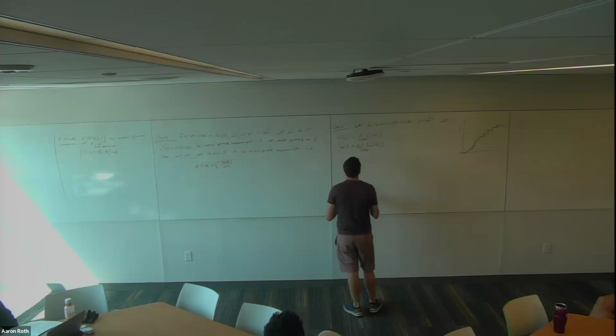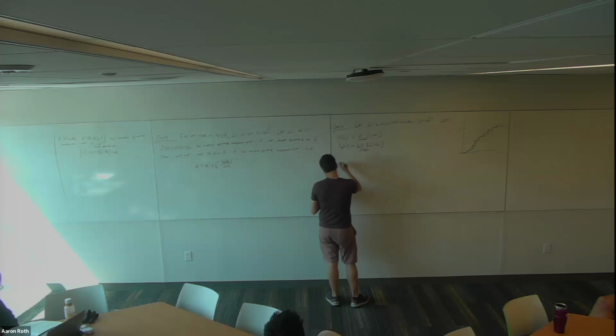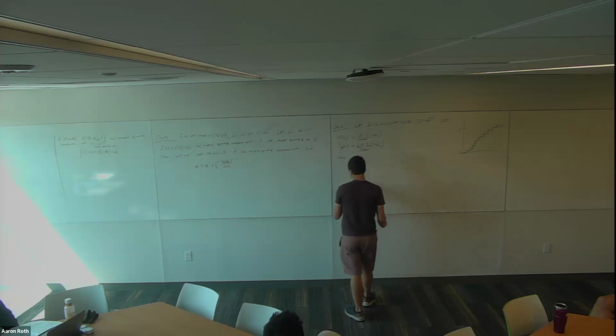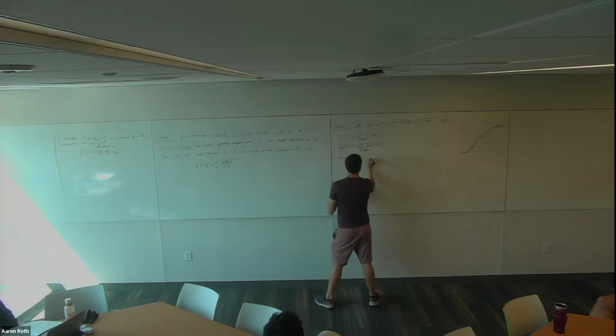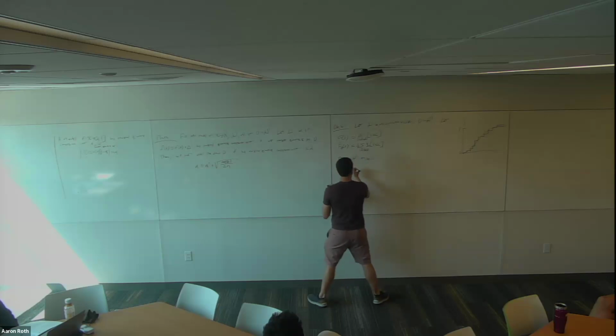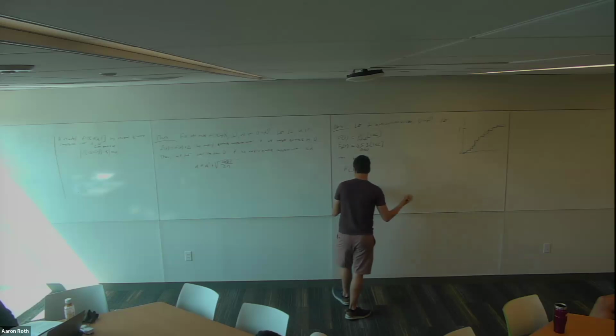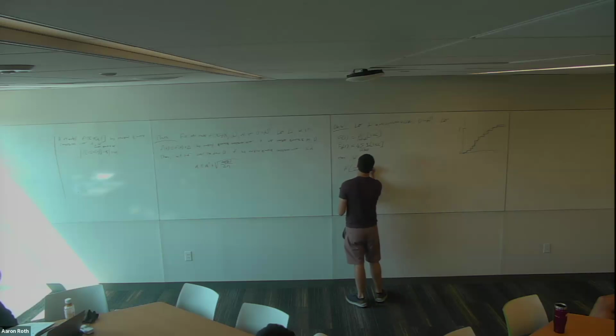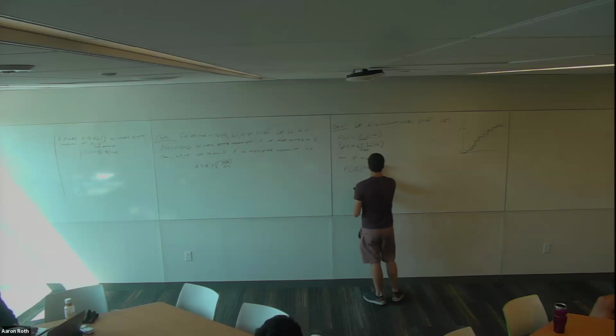What DKW tells us is that, if we look at the probability that, for any value, the largest deviation, the c that induces the largest deviation, we look at how different the true CDF is from the empirical CDF.